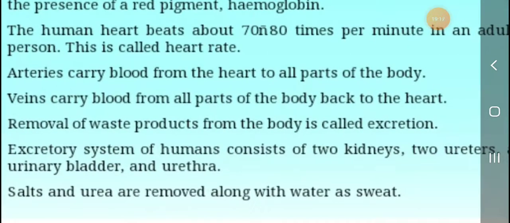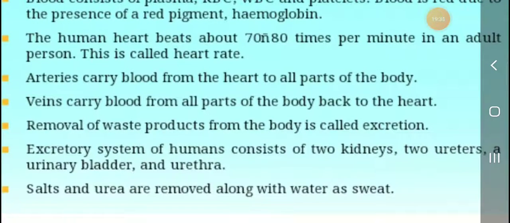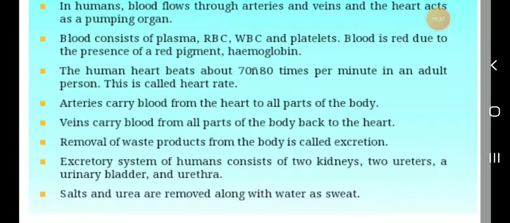Next, the excretory system of humans consists of two kidneys, two ureters, urinary bladder and urethra. What is the excretory system? What does the human excretory system consist of? A pair of kidneys, two ureters, urinary bladder and urethra. Salt and urea are removed along with water as sweat.